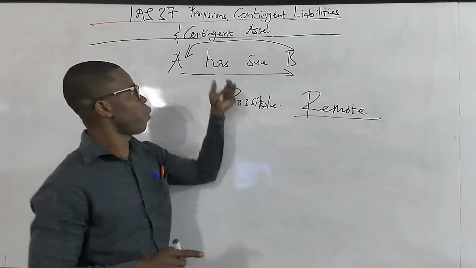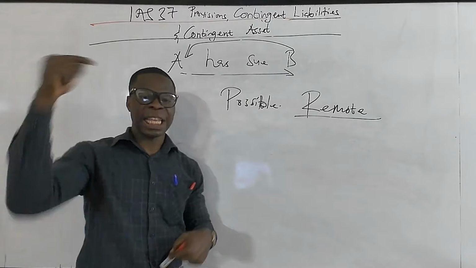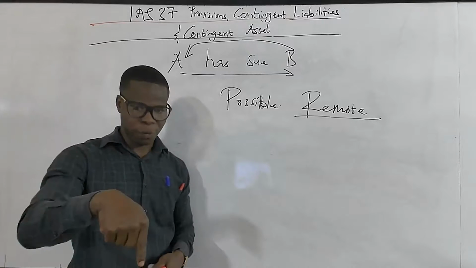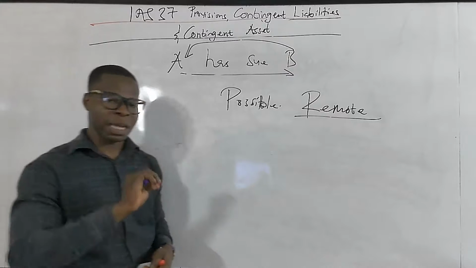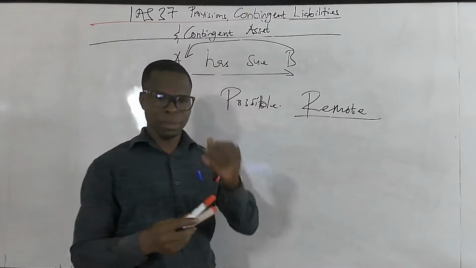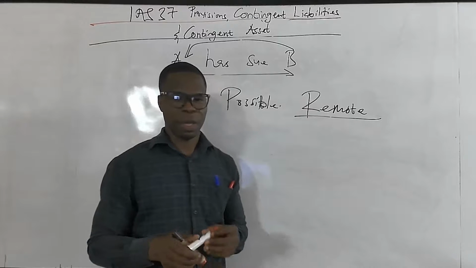Then also, when it comes to contingent assets, there should be a probability that there will be an inflow. Because it's a contingent asset, there should be a probability of an inflow. If it's probable that there will be an inflow of a contingent asset, then the entity can go ahead and disclose it in the books of account.